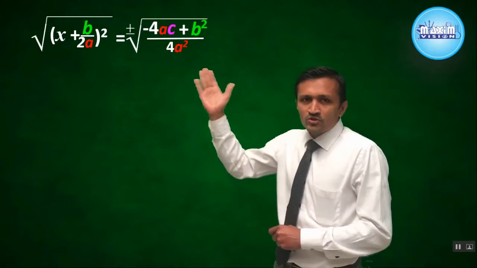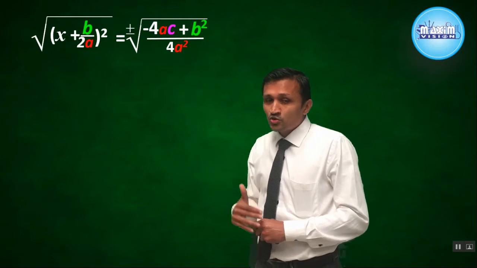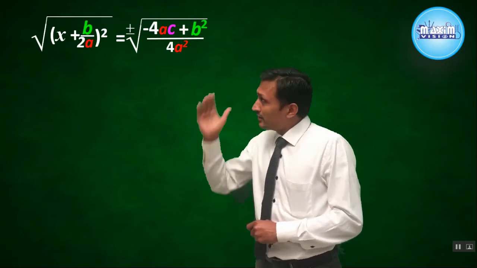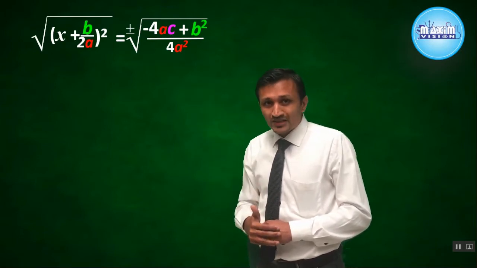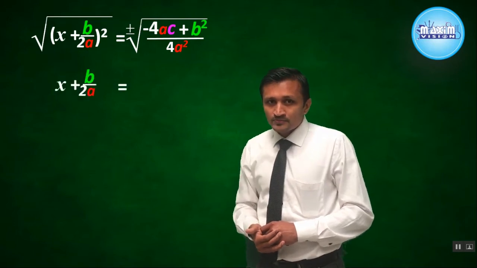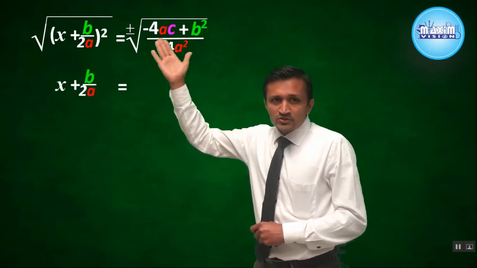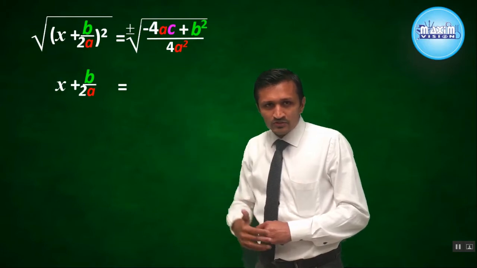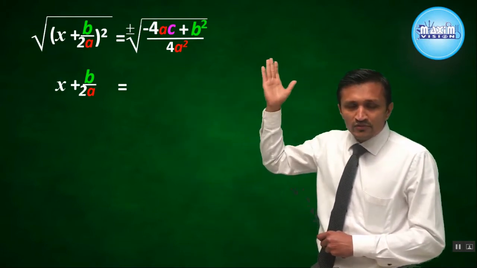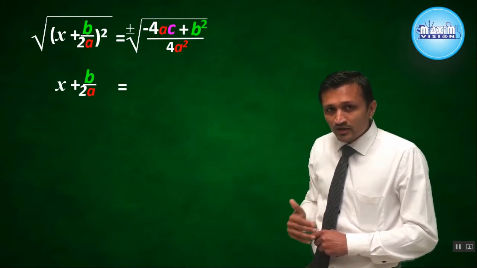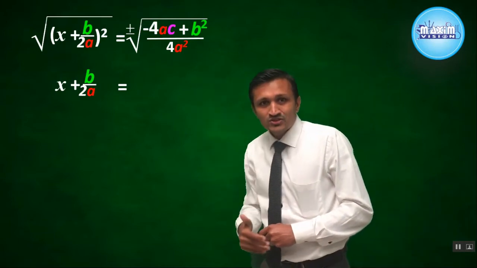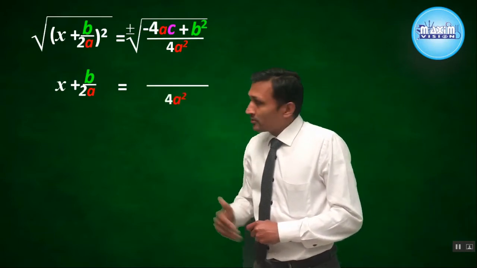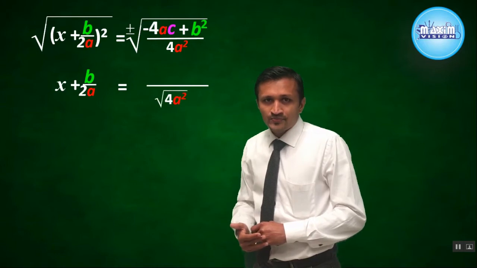By taking the square root of both sides and considering the two possible values of the right hand side, that is plus and minus, the square root can remove the second power. But there is no complete square in the right hand side, therefore we have to keep the square root sign in the last answer.